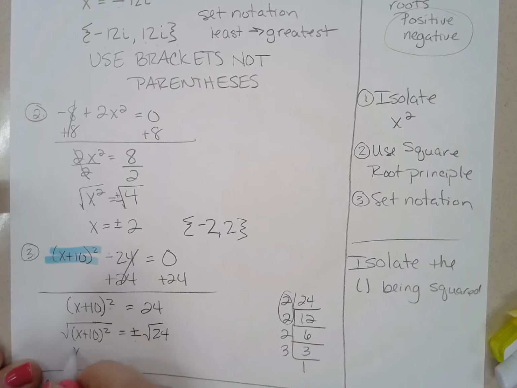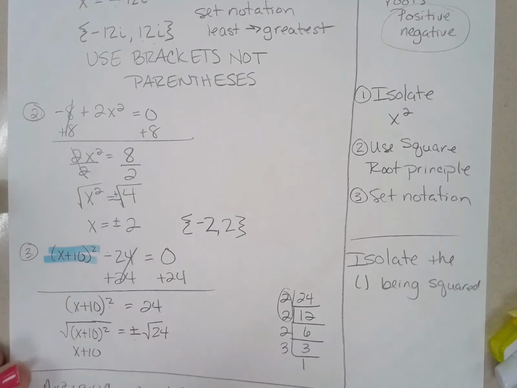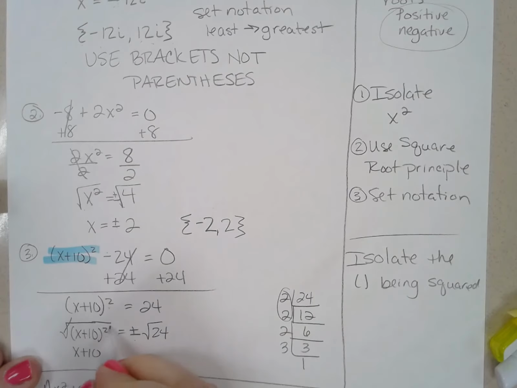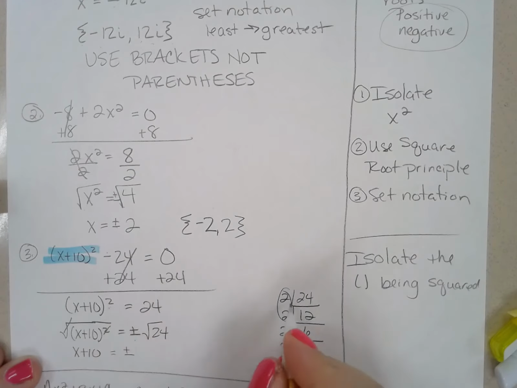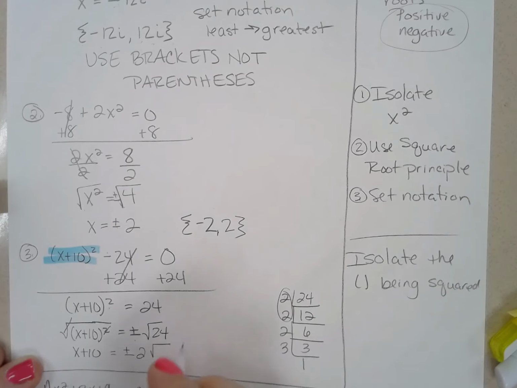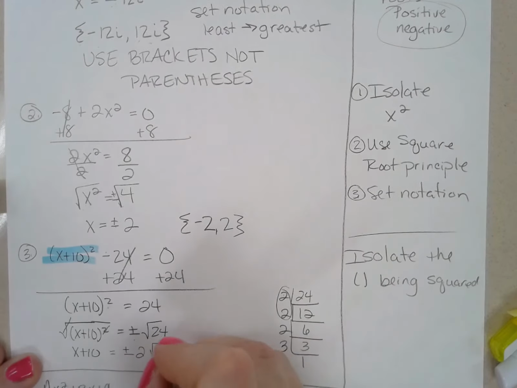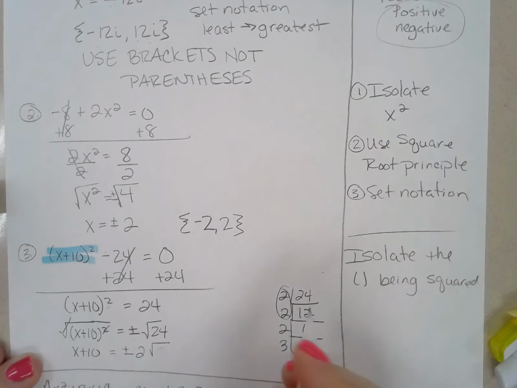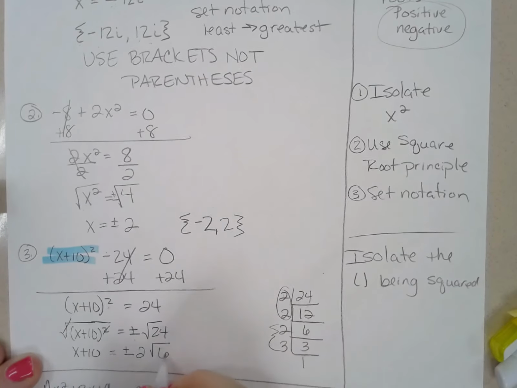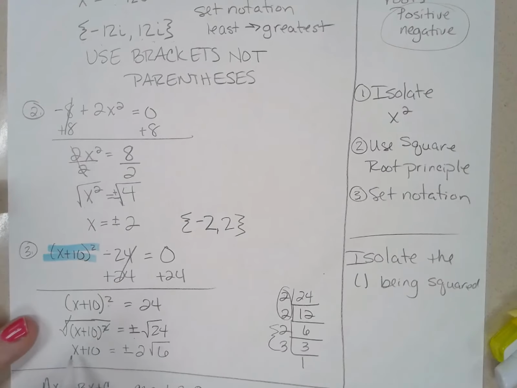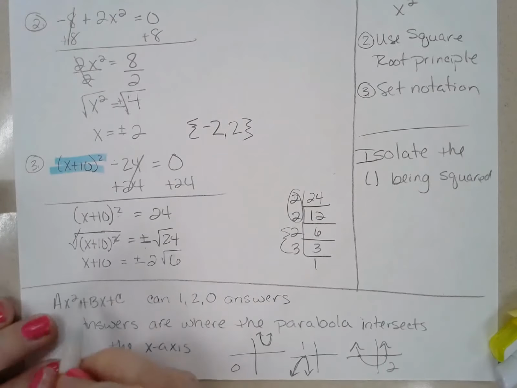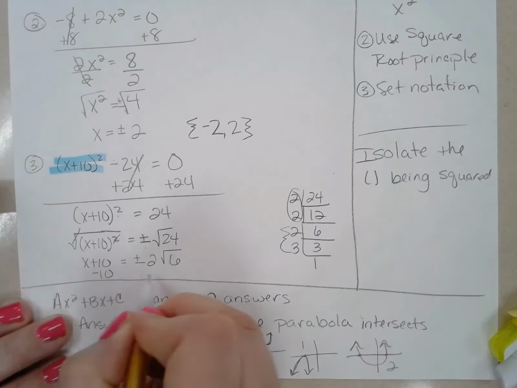So I've got x plus 10, because the square root and the squared cancel each other out, equals plus or minus, don't multiply these together, they come outside as a pair, 2 square root of 6. Multiply that 2 and that 3 that are left over. Multiply those back together. Now we want to isolate the x that we have here. So we're going to subtract 10 from both sides.